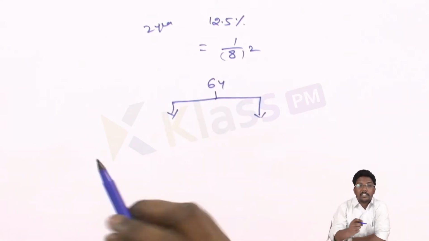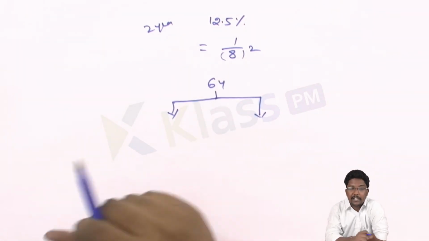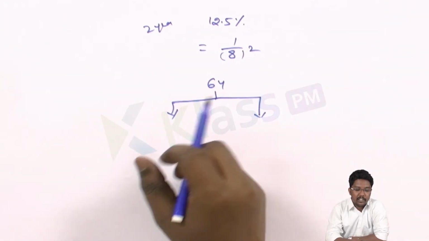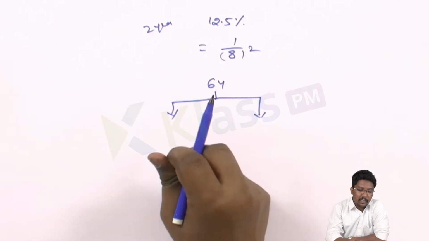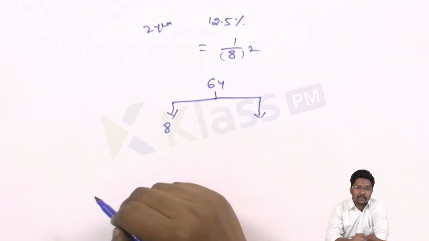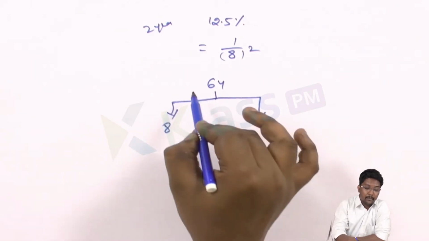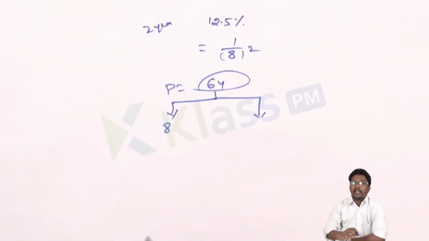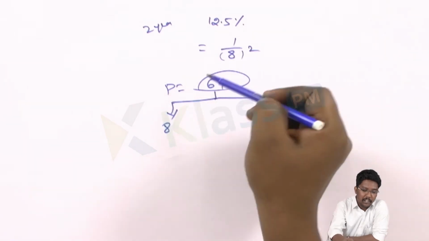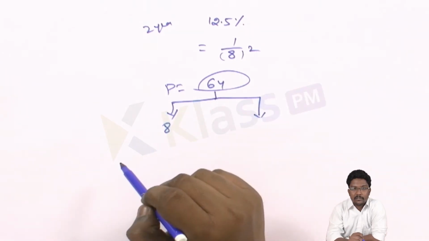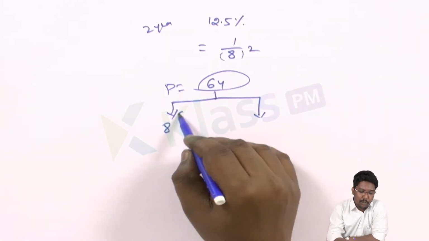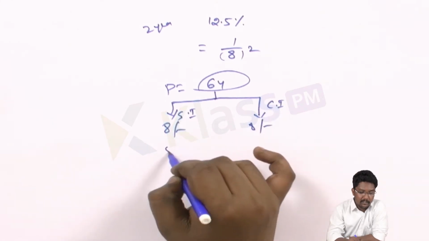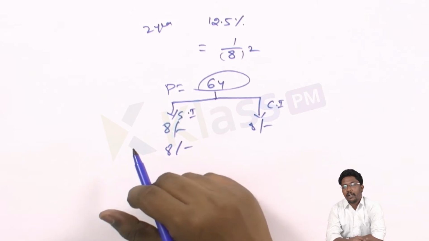I can calculate simple interest and compound interest at a time here. 64 rupees. What is the rate of interest? 1 by 8. 1 by 8 of 64 is 8 rupees for the first year. So I am considering 64 rupees as my principal value, just my assumption. 1 by 8 of 64 is 8 rupees for the first year. For the compound interest also it is 8 rupees. The second year it is 8 rupees, because simple interest is the same for every year.